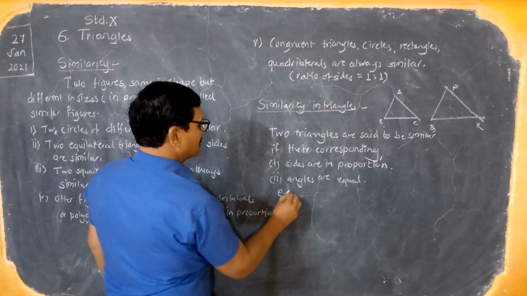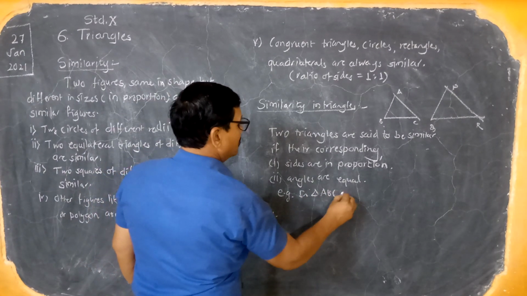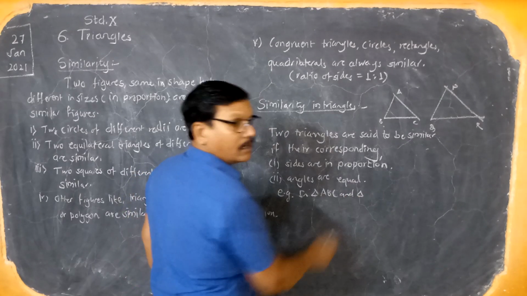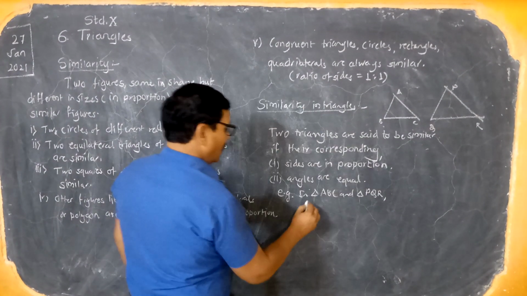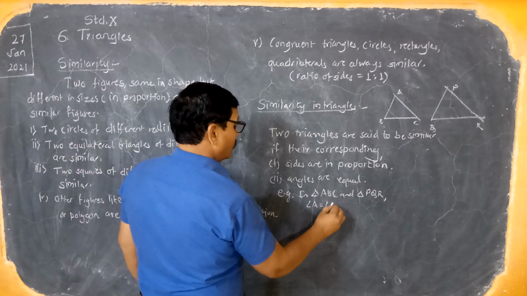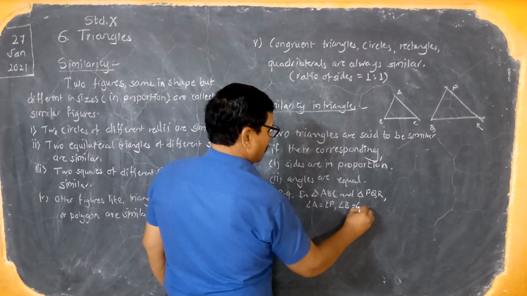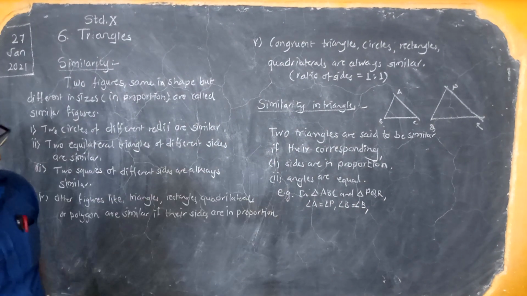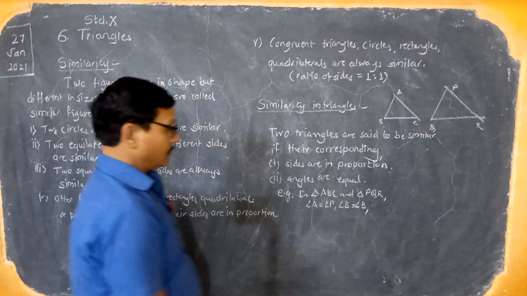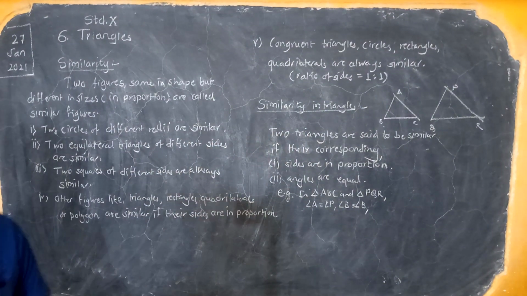For example, in triangle ABC and triangle PQR, angle A is equal to angle P. Angle B is equal to angle Q.